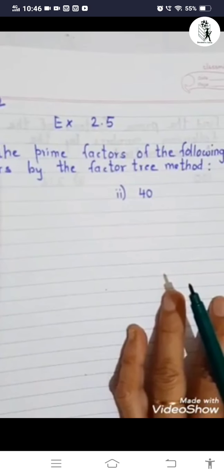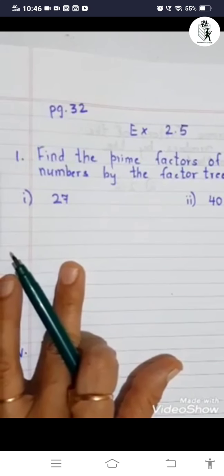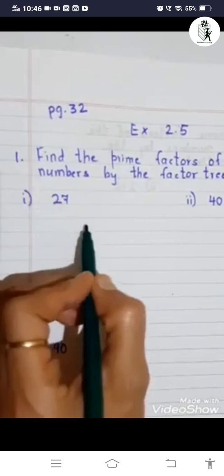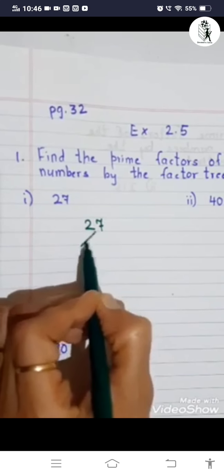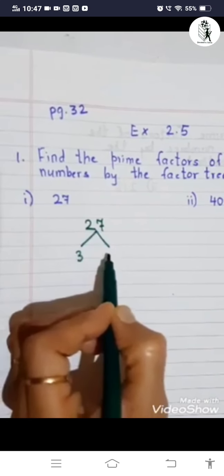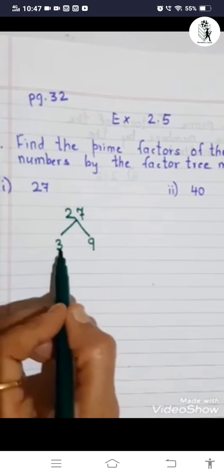Find the prime factors of the following numbers by the factor tree method. The first question is 27. Write 27 and split it into the product of 3 and 9. 9 3s are 27. Now out of this, 3 is a prime number but 9 is a composite number. You will split this 9 again into 3 3s are 9. Now there are no further composite numbers. The last stage we have is 3, 3 and 3.